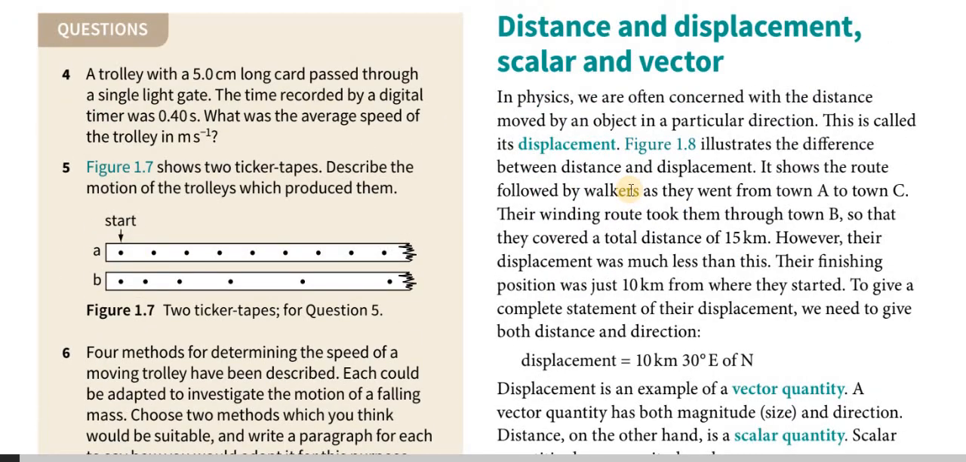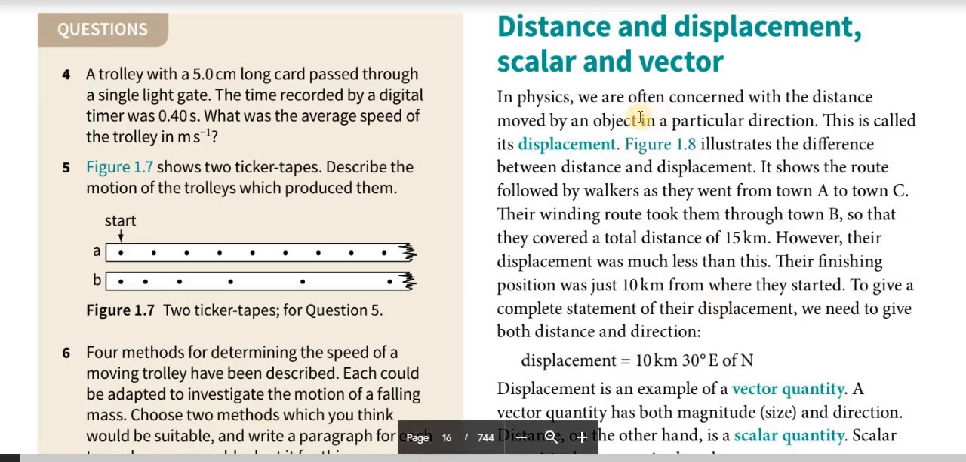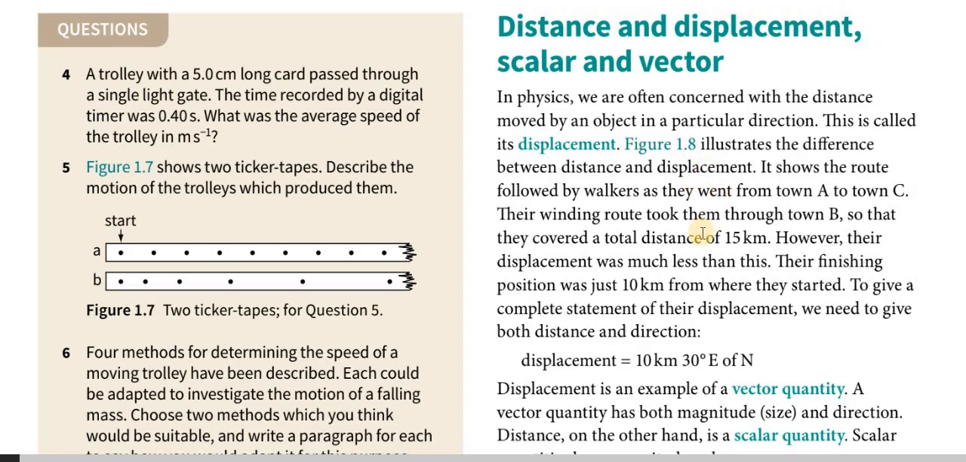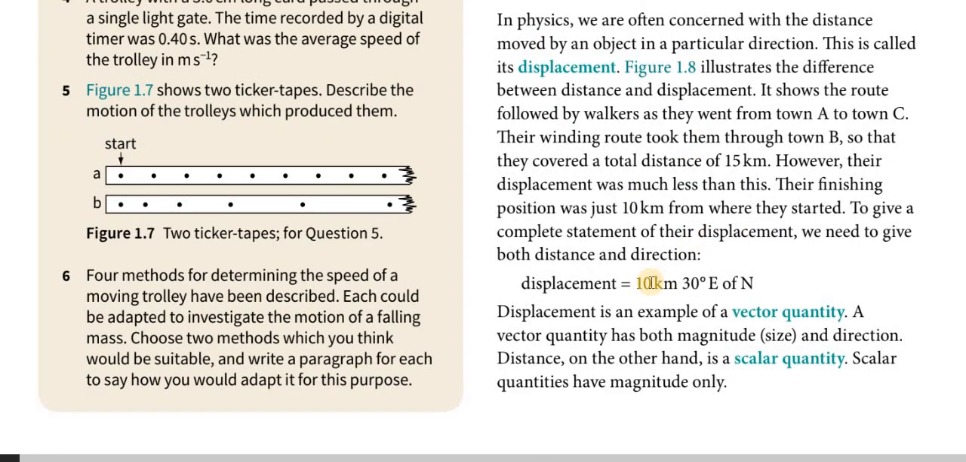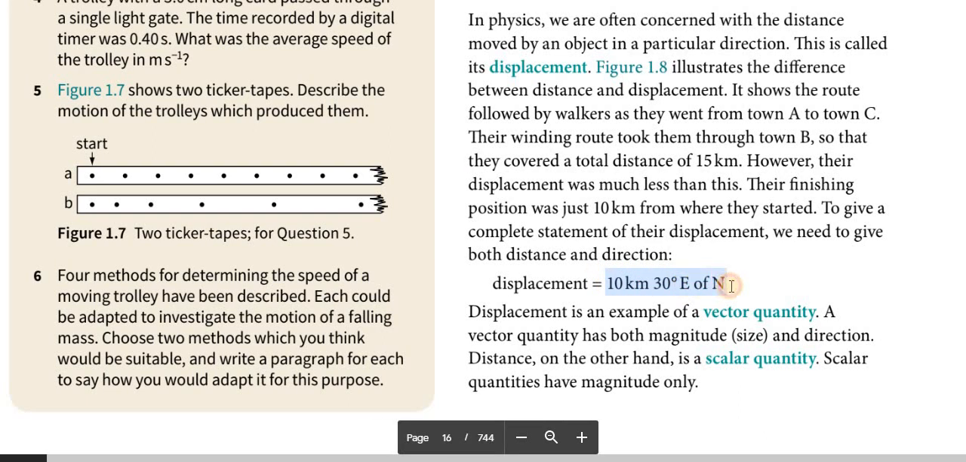Okay, and we mentioned scalar quantities and vector quantities. A scalar quantity has only a magnitude, no direction, but a vector quantity has both magnitude and direction. For example, velocity. When we say velocity or maybe even displacement, we have to mention the direction. Now over here you can see the displacement is given as 10 kilometers 30 degrees east of north. This is the magnitude, 10 kilometers, and the direction is given by 30 degrees east of north. So a vector quantity has both magnitude and direction. A scalar quantity has only a magnitude.